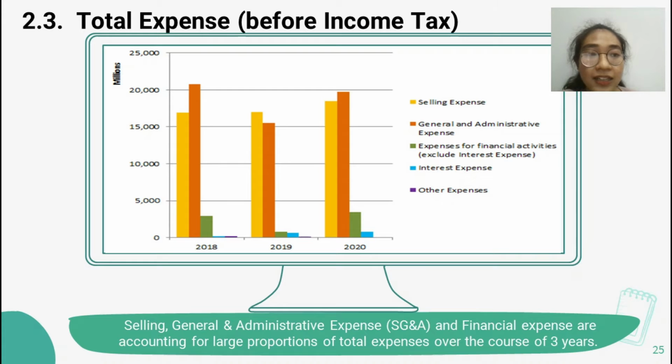The selling, general and administrative expense and financial expense account for a large proportion of the total expense over the 3 years. The selling expense of the company slightly increased from 16.9 to 18.5 billion. The G&A expense just fluctuated and hit 19.7 billion. The financial expense followed the same trend and peaked at 3.5 billion in 2020. Interest expense increased gradually while the other expense has the opposite trend.